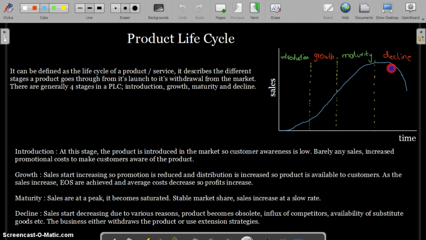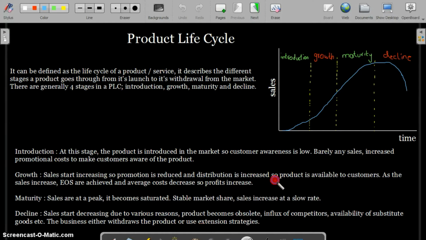Now what is the decline stage? As the name suggests, it is when the sales start declining. Why that might happen: there are a lot of different reasons. The product might become obsolete, there might be an influx of competitors, availability of substitute goods, etc. And businesses have two options at this stage: they can either withdraw the product or use extension strategies. Now what are extension strategies? We will discuss that in a few moments.